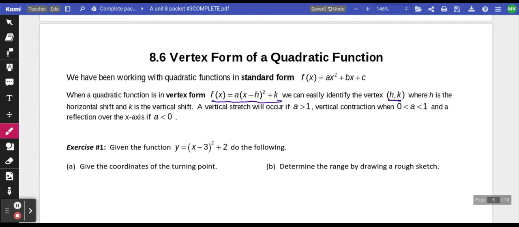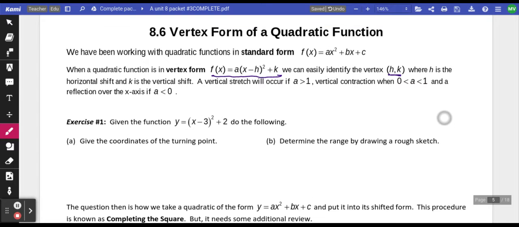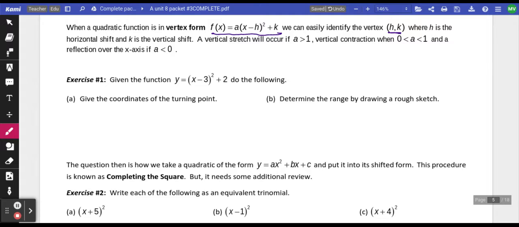A vertical stretch will occur if a is greater than 1, and a contraction, meaning we'll squash it, if a is between 0 and 1. A reflection over the x-axis if a is negative, or less than 0. So here's how we can use this.